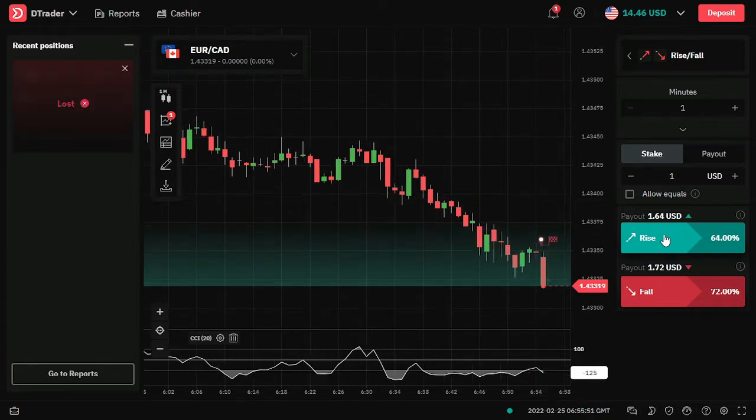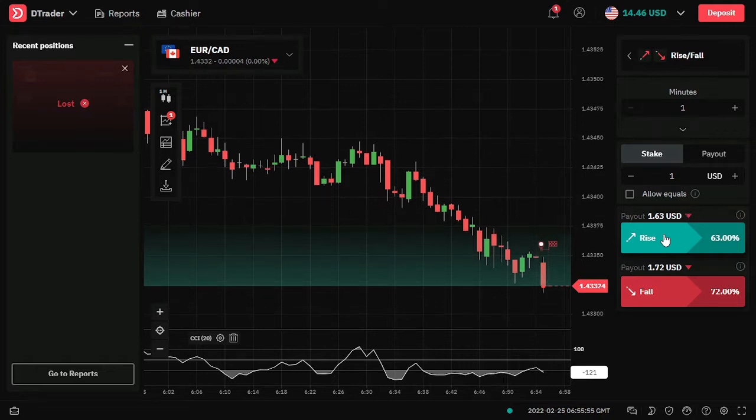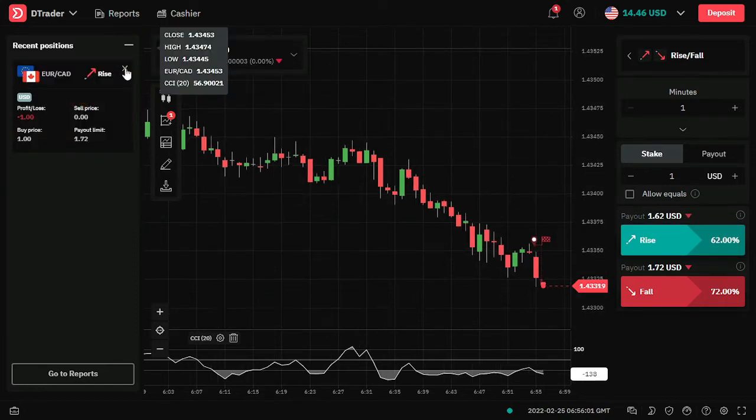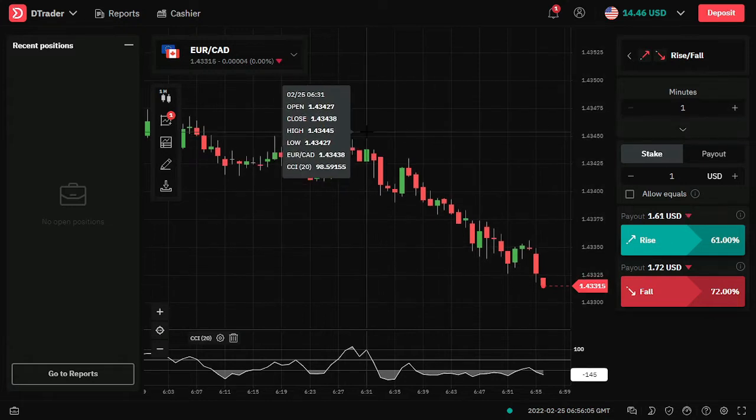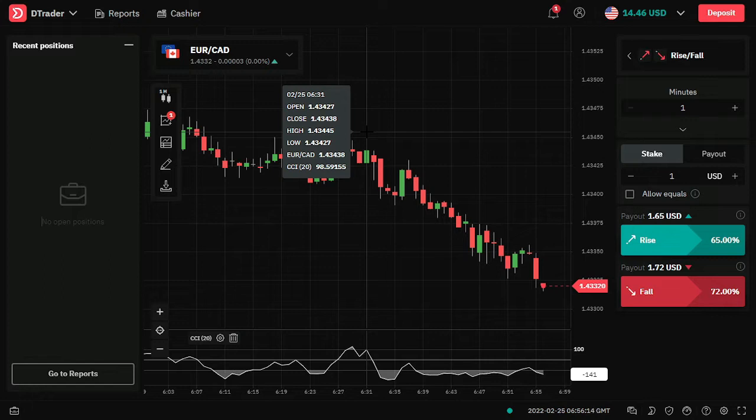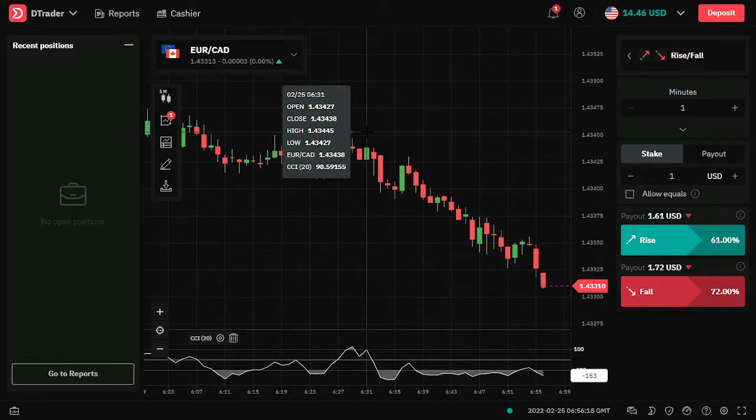As you can see, I have lost. My prediction was incorrect. If my prediction was correct, I would have gotten the profit. So this is how binary options trading works. It's simple. Let me try to summarize on binary options. It's more like gambling. You only predict up or down, and if your prediction is correct, you win. If it's wrong, you lose.